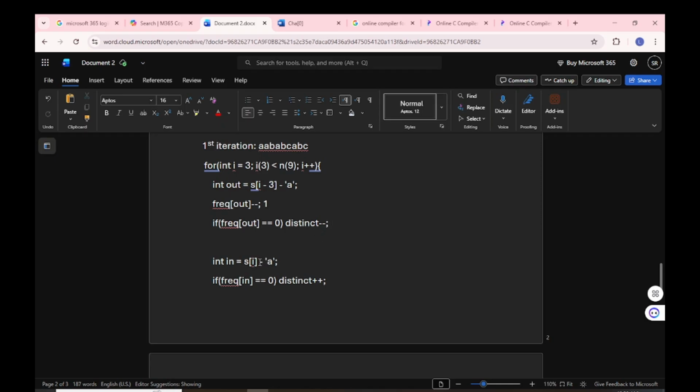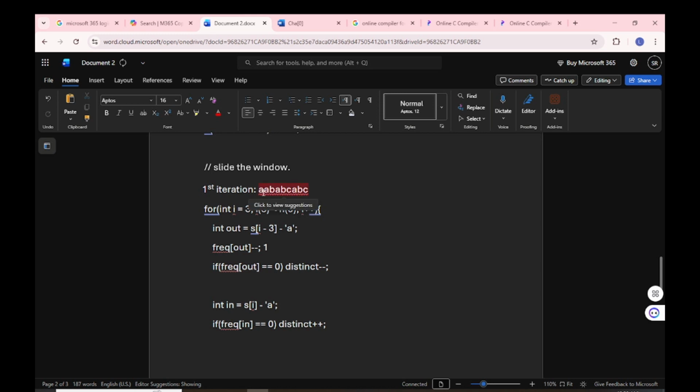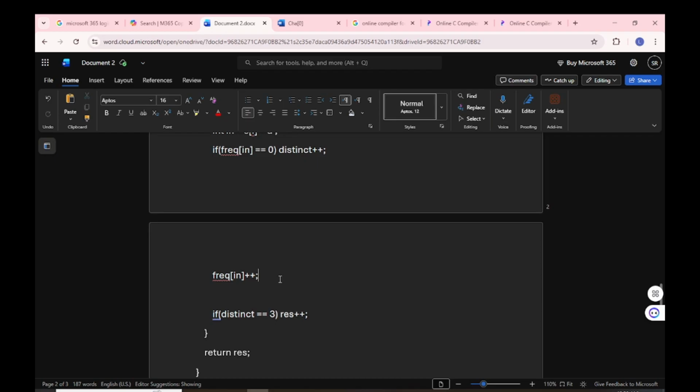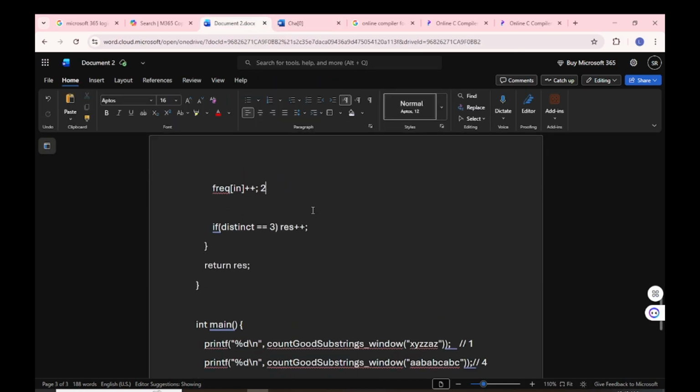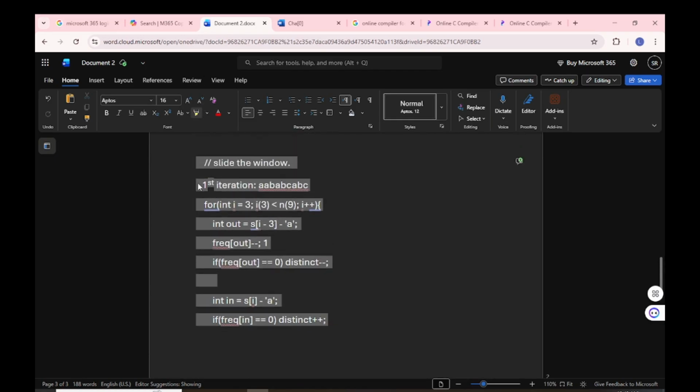In s i minus a, so this means, guys, i is 3, 3 minus a. So 0, 1, 2, 3, a minus a. This is going to be the a again. So if it's 0, then distinct plus plus. As this is not 0, distinct will not be increased because they are the same letters, right? And frequency in plus plus, that means here this would be 2 again, right? If distinct equal to 3, yes, this distinct is not 3, so res will not be increased, right?